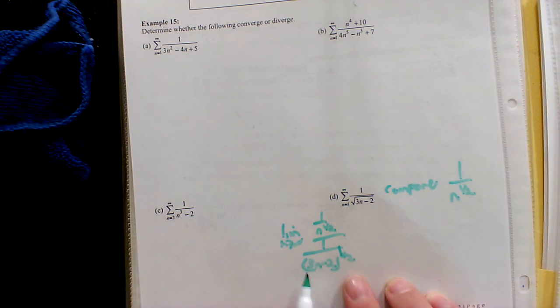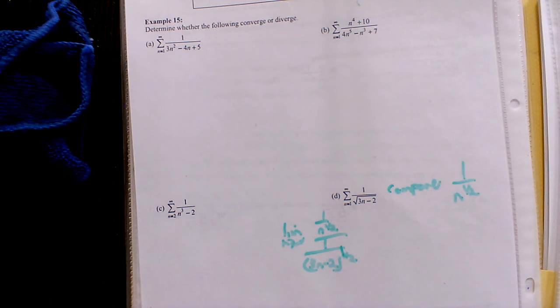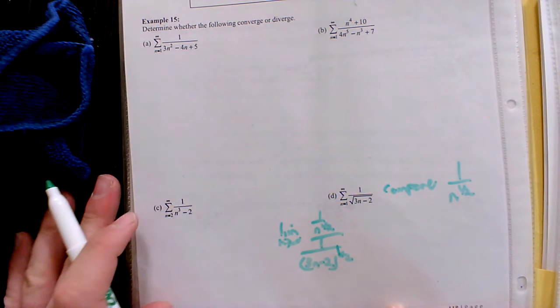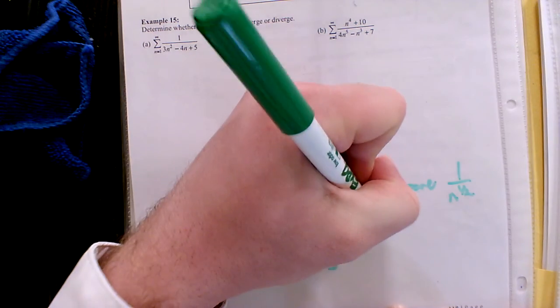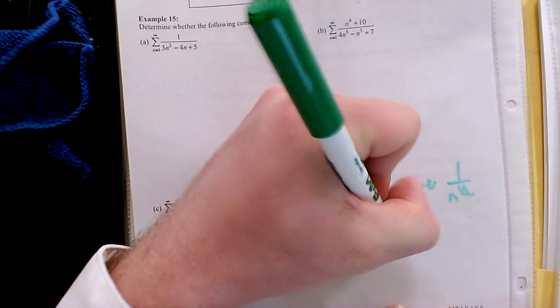Yeah, if this was the cube root, I would compare it to 1 over the cube root of n, and change it to the... So it's not necessarily like the other ones where you're going to get an equal power on the top and the bottom? I guess not necessarily, yeah. Alright, that's going to simplify to 3n minus 2 to the 1/2 over n to the 1/2.